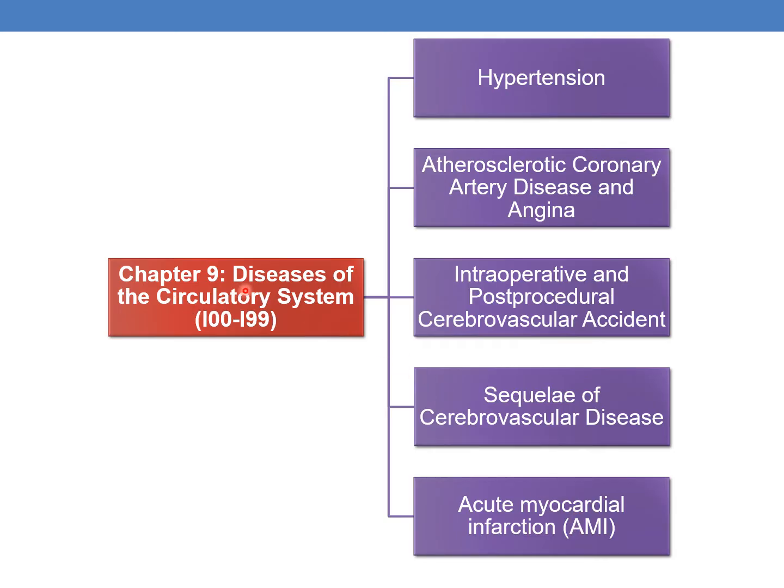From Chapter 9, you have 5 guidelines: guidelines regarding hypertension, guidelines regarding atherosclerotic coronary artery disease and angina, intraoperative and post-procedural cerebrovascular accidents, sequelae of cerebrovascular disease, and acute myocardial infarction (AMI). In the current session, we will be discussing a part of hypertension.